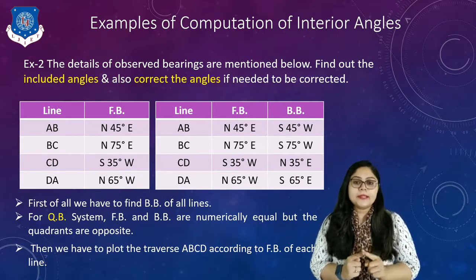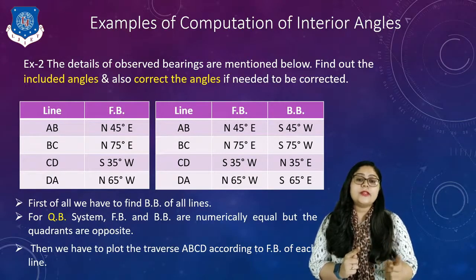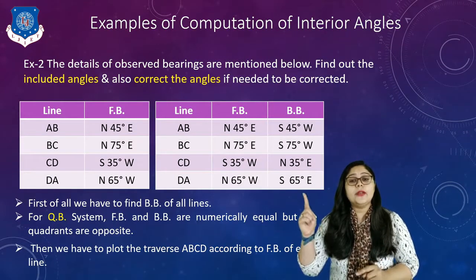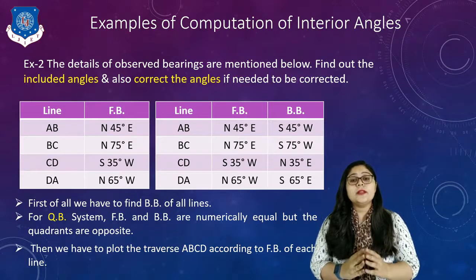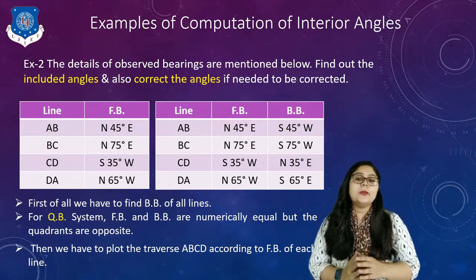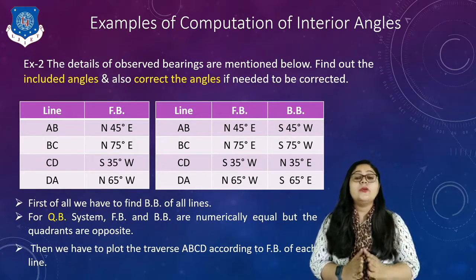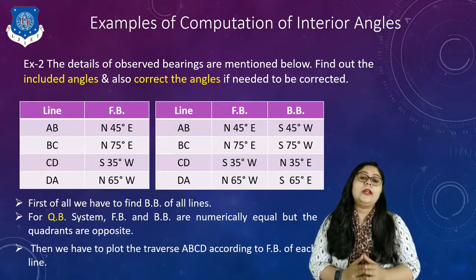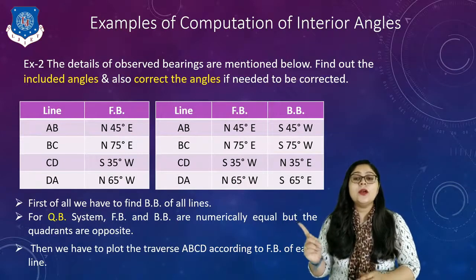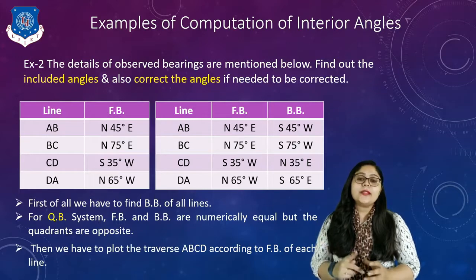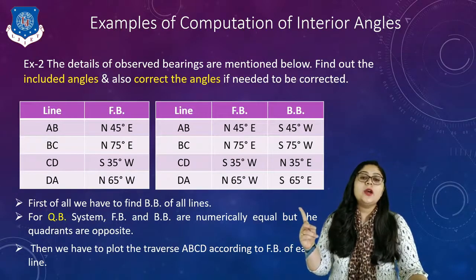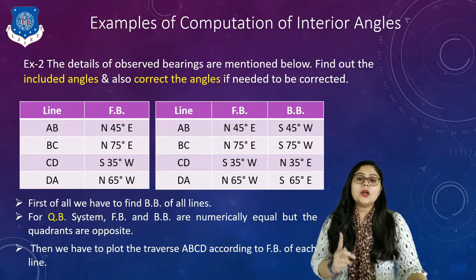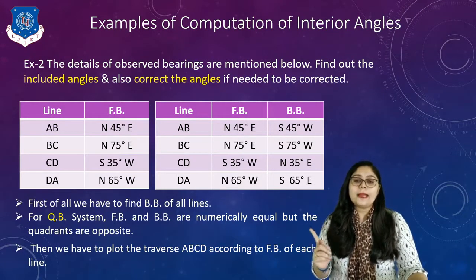Same for the line BC, it is northeast, which means the back bearing is southwest, having the same value of 75 degree. Same for the CD line, it is southwest, which means the third quadrant is given, so we have to provide the first quadrant, which is northeast, having a value of 35 degree. And lastly, for the DA line, northwest, it means southeast, having the value of 65 degree. So that is the concept to calculate the back bearing.